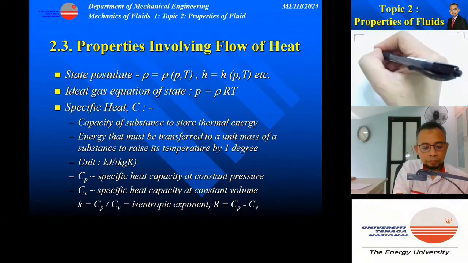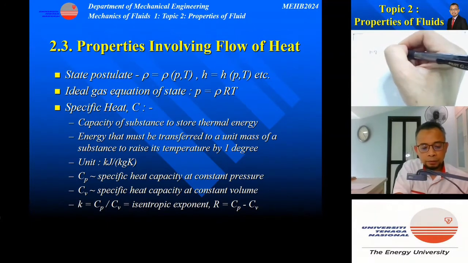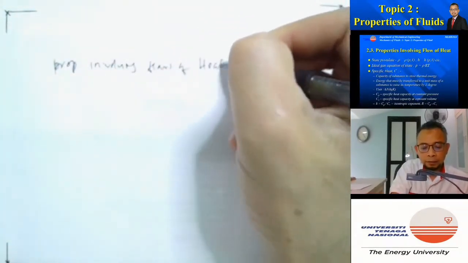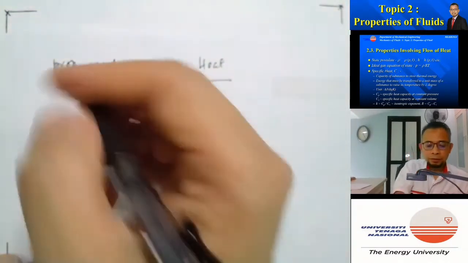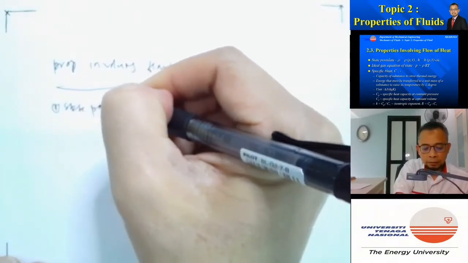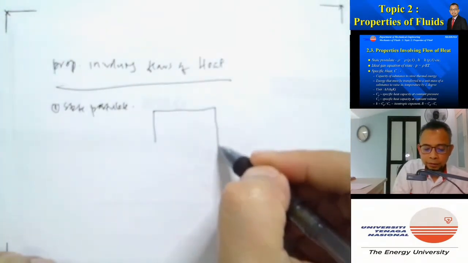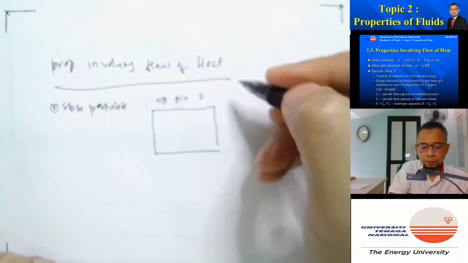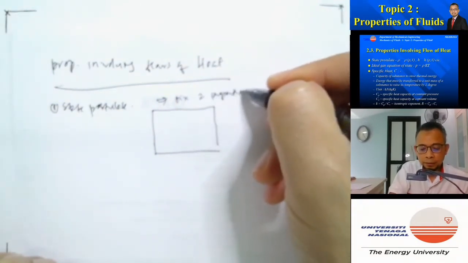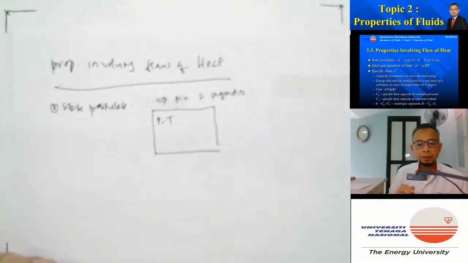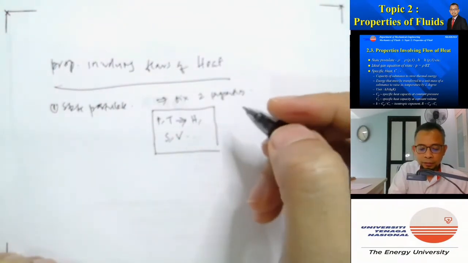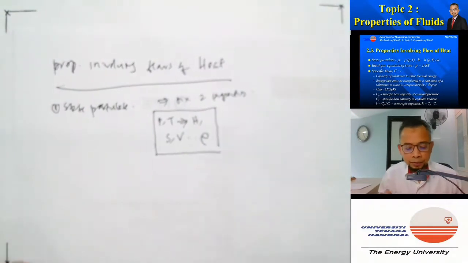Properties involving flows of heat. So, state postulate. That means if we have a simple compressible substance and we fix two independent properties, for example pressure and temperature, then all the rest are already fixed, meaning they are dependent on pressure and temperature. For example, the enthalpy, the volume, everything is already fixed. The densities are all fixed when we fix pressure and temperature.